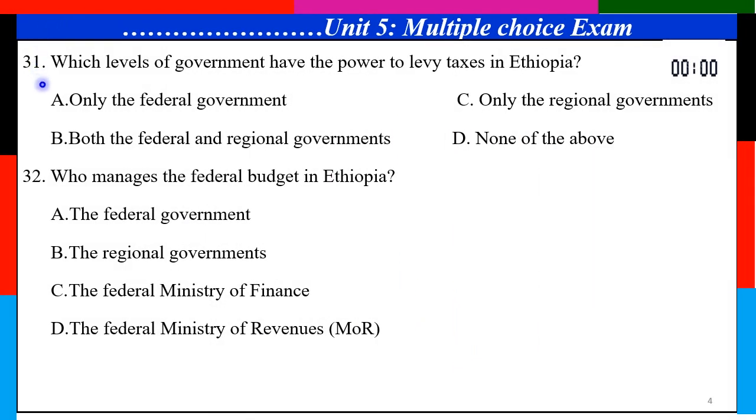Question number 31. Which level of government has the power to levy tax in Ethiopia? Let me repeat this question. Which level of government has the power to levy tax in Ethiopia? A. Only the federal government. B. Both federal and regional governments. C. Only regional governments. D. None of the above.